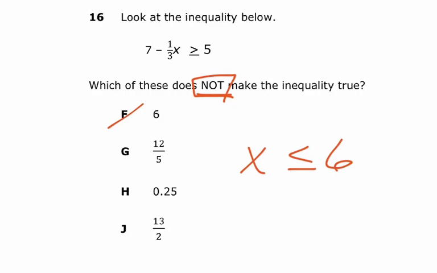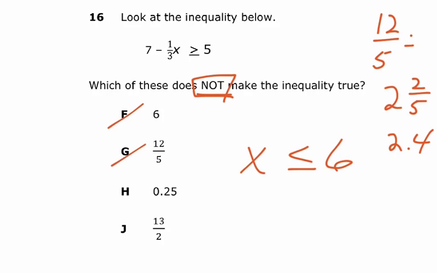12 over 5, well, if you just simplify that down, that's basically 2 2/5. 5 goes into 12 2 times. You have 2 left over. So 2 2/5 is like 2.4. And 2.4 is less than 6. So G won't work. H is just like 25 hundredths, and 25 hundredths is less. So it probably has to be J.